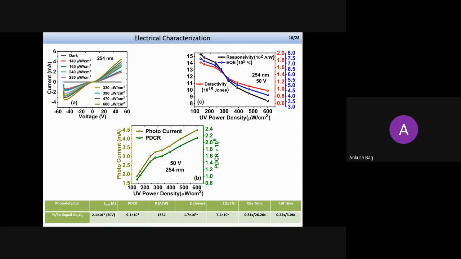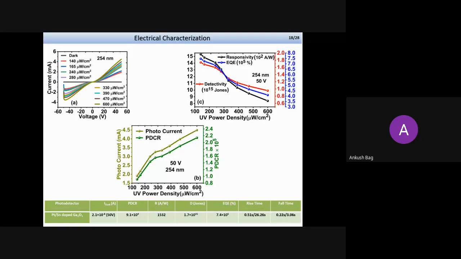Because low band gap semiconductors will not be able to operate at this high voltage. And after that, you can see all these other parameters like photo to dark current ratio and responsivity, then detectivity and quantum efficiency. Here one question you can ask me: this quantum efficiency should obviously be of the order of a percentage. So overall this ratio should have some percentage.